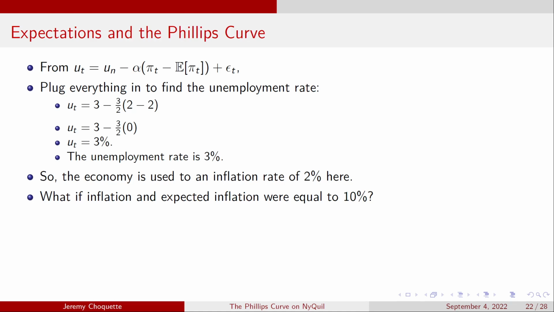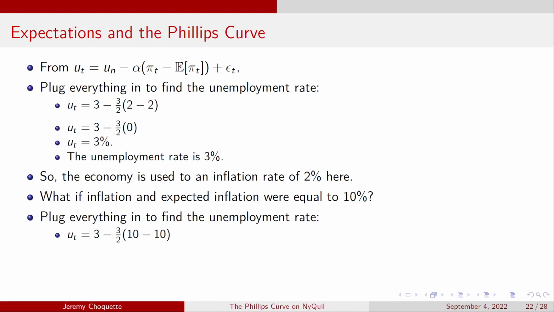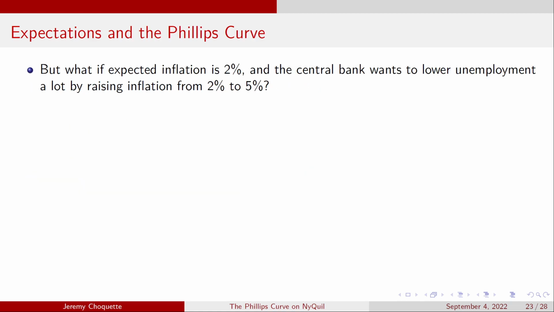But what if inflation and expected inflation were equal to 10%? Well, we could plug everything in to find the unemployment rate. And if inflation and expected inflation are equal to each other at 10%, unemployment is still equal to the natural rate, which is 3%. So regardless of the rate of inflation, unemployment will still be the same so long as inflation and expected inflation are equal to each other, which is kind of an interesting proposition if you think about it.